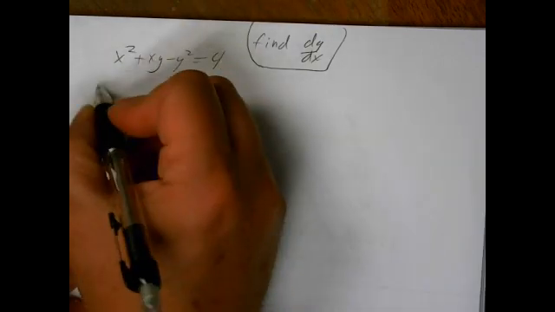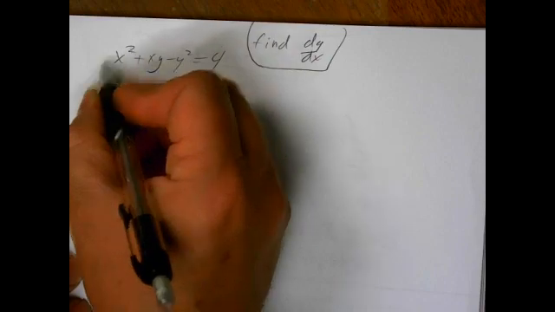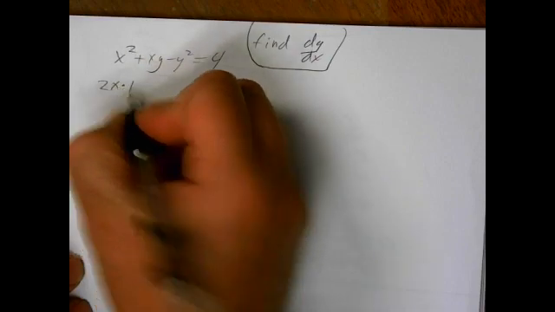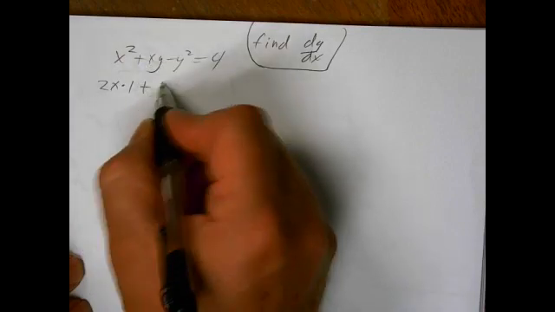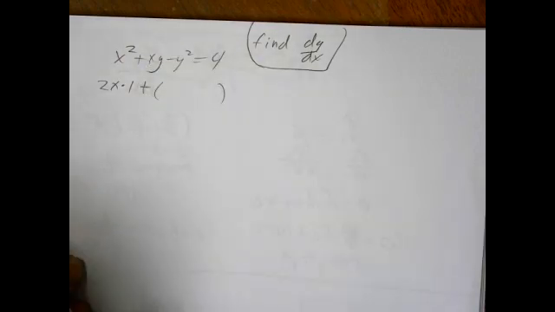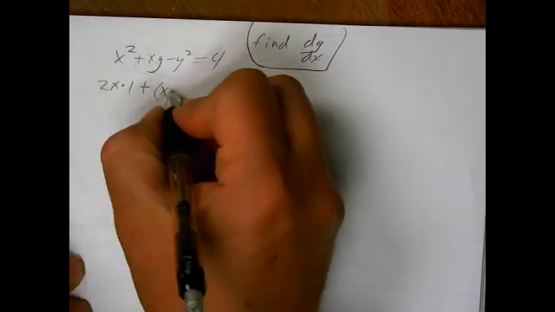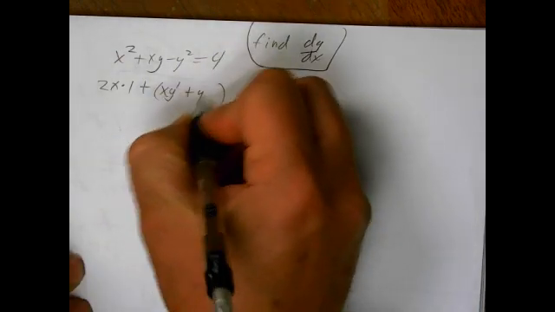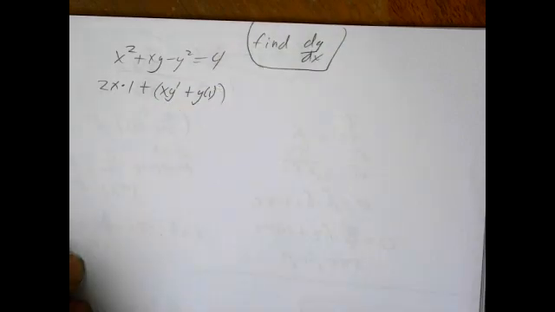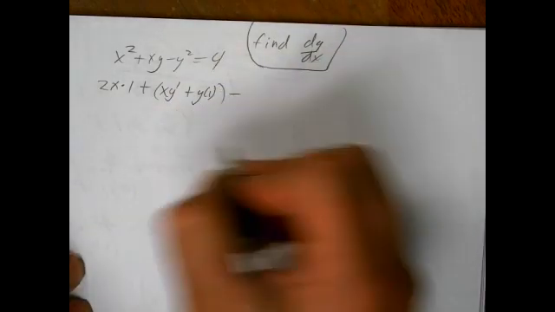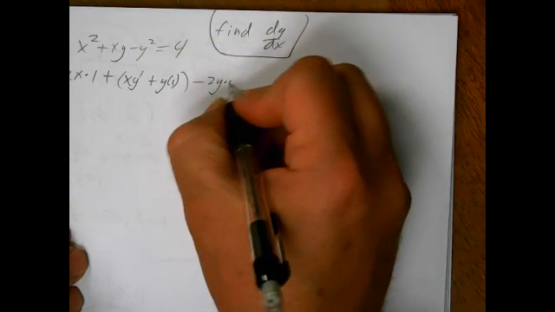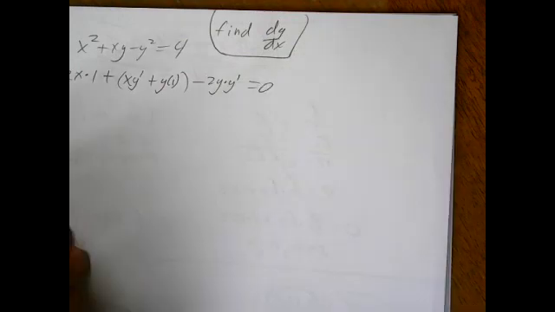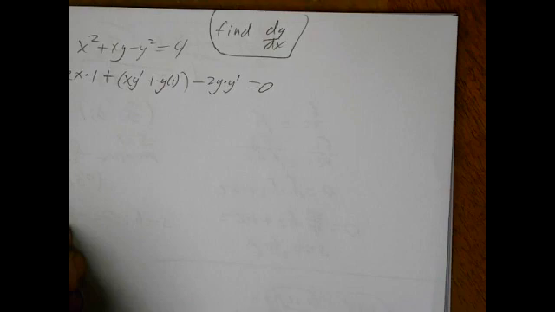Derivative of x squared is 2x. That's the power coming down, reducing to 1, times a 1. Plus, this xy will require a product rule. First, derivative of second plus second derivative of first. There's your product rule. Minus derivative of y squared is 2y times y prime, and that's equal to 0, because 4 is a constant, and the derivative of a constant is 0.